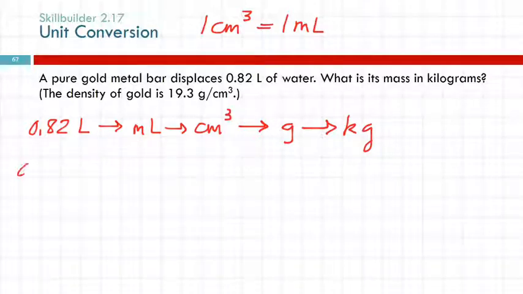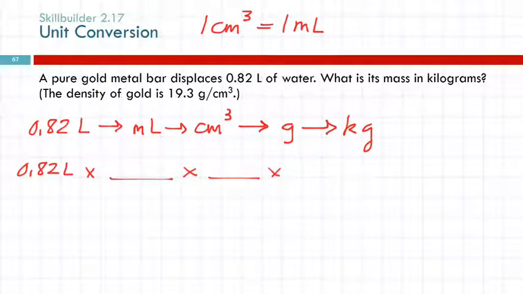So now we'll just follow the pattern. 0.82 liters, counting the arrows: 1, 2, 3, 4. Liters to milliliters to cubic centimeters to grams to kilograms. This is why you want to write it down, because that's a little bit much to remember. So I'm just going to copy it down.